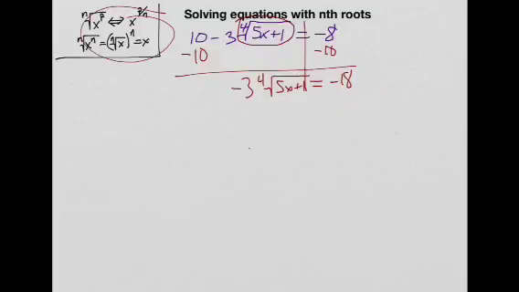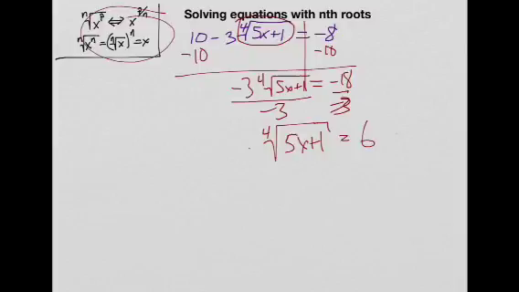But I'm taking my fourth root times a negative. So yeah, I will get a negative number. So I'm okay so far. I'll divide by that negative 3 to get down just to the root. And I'll get the fourth root of 5x plus 1 equals, what, 6? And now I will undo the fourth root with the fourth power. So I get 5x plus 1 equals 6 to the fourth, which is 1,296.